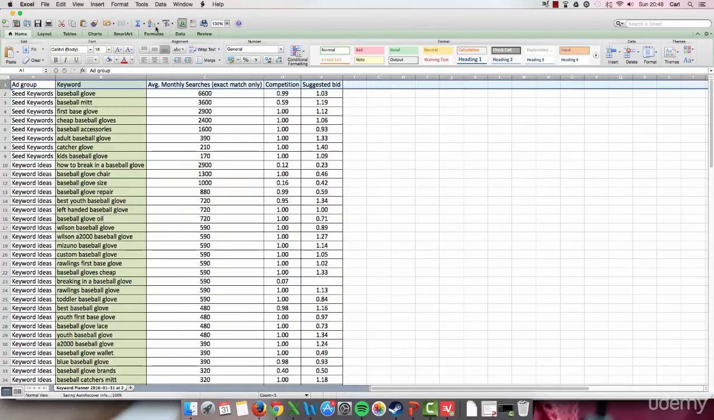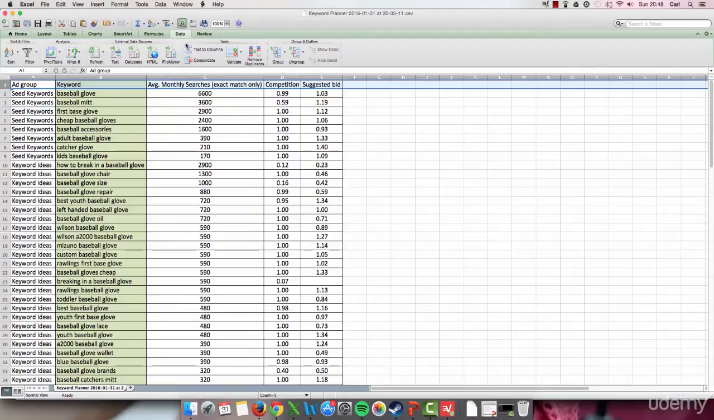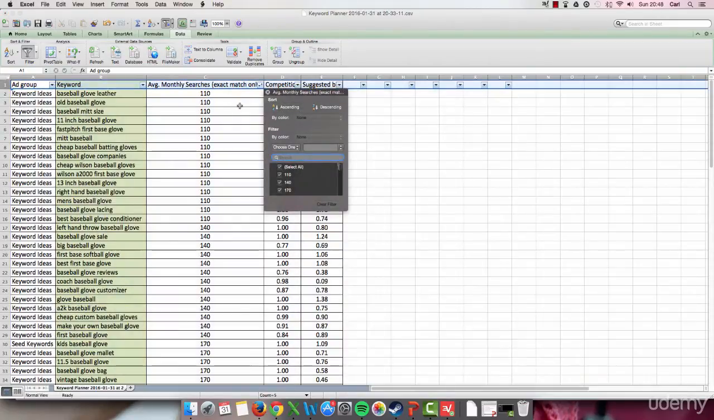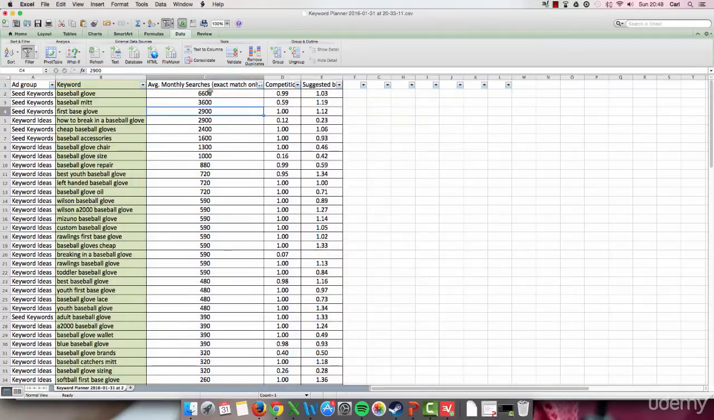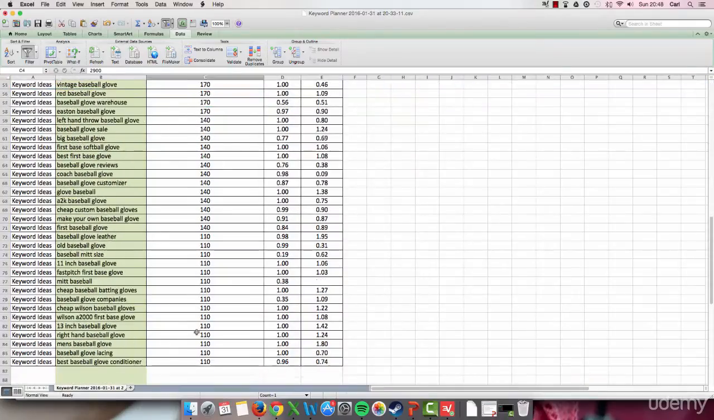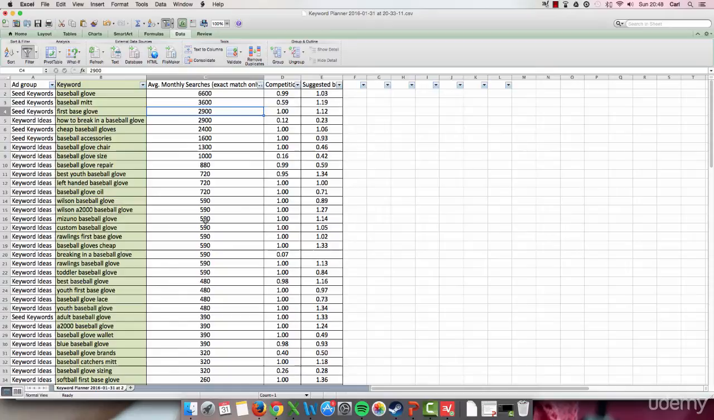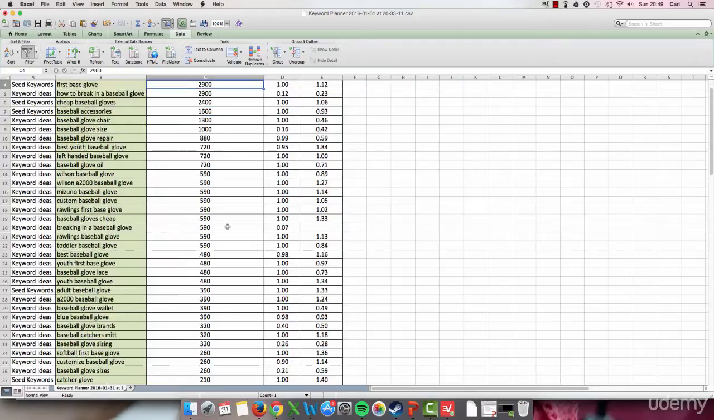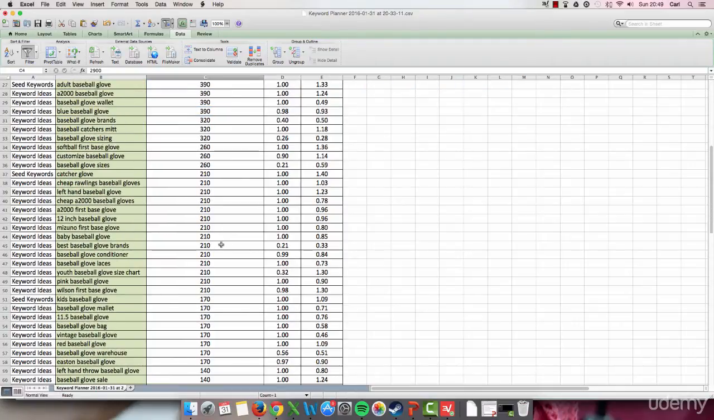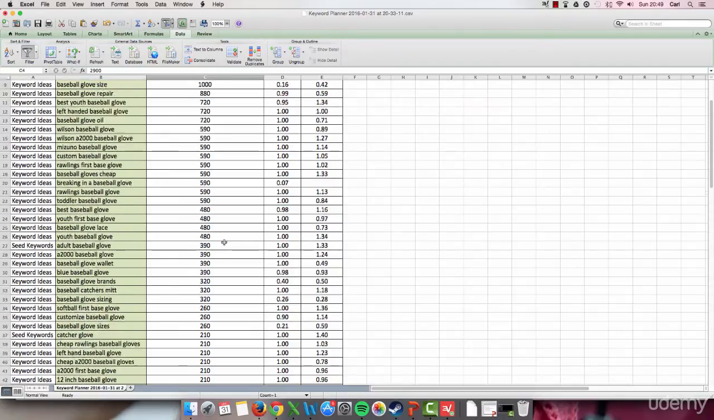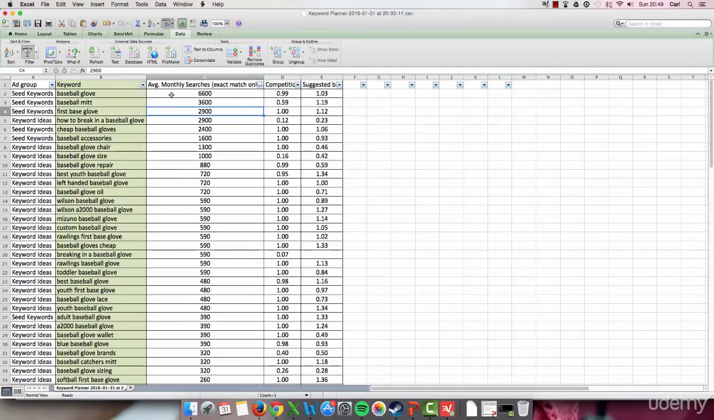I'm going to sort this by how many searches it gets. Now, the reason I want to do that is because I want to see the busiest keywords right the way down to the ones that get the less traffic. The reason for this is because I would generally focus on the keywords that generate the higher amount of searches first and then focus on the others, because really the aim of this is to get as much traffic as possible. So it makes sense to target the keywords that generate the most searches.